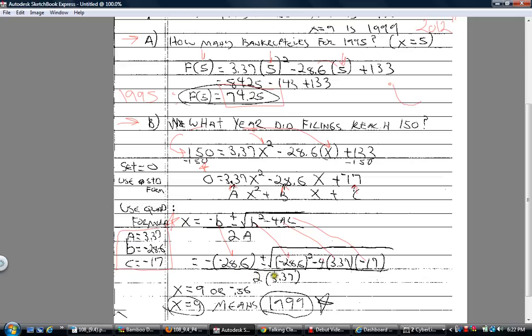Divide by 2 times 3.37. Sorry, I don't have the nitty-gritty detail work here. When you work it all out, you should get 9 or negative 0.56. You're going to circle the positive 9 because we don't have negative years, and that means it was 1999 when that happened.